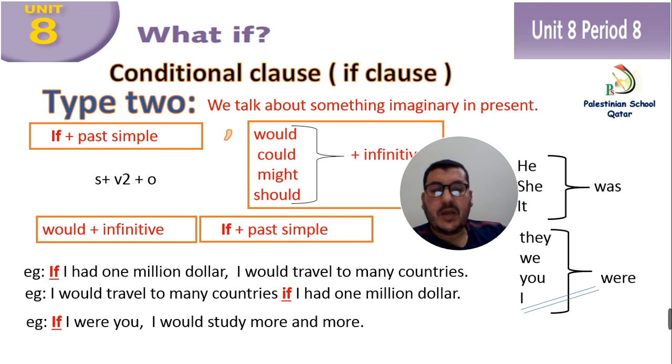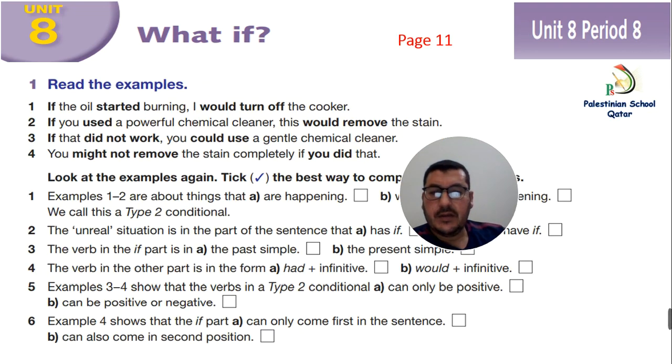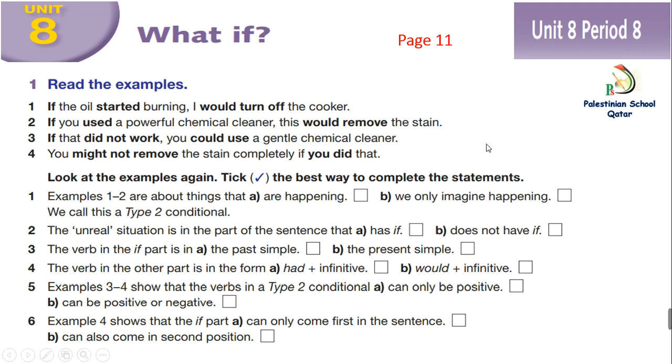Okay, now let's come to the second part, where we do exercises about our lesson. So the first sentence: if the oil started burning, and this is imaginary in the present, I imagine that if the oil started burning, what should I do? I would turn off the cooker. So here we have two parts, the first part with if plus past simple, the second part with would, and we put the verb in the infinitive afterward.